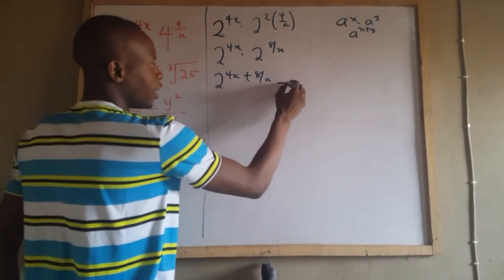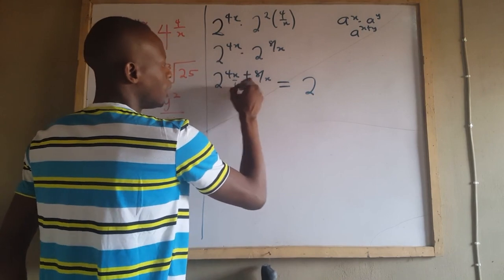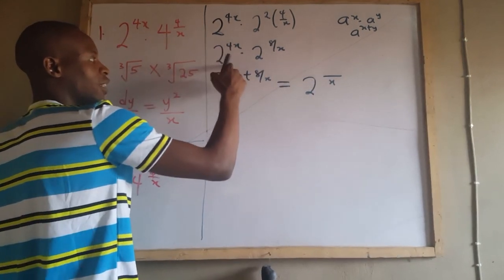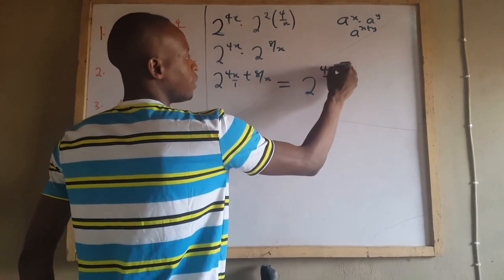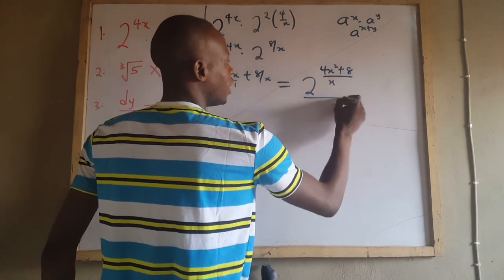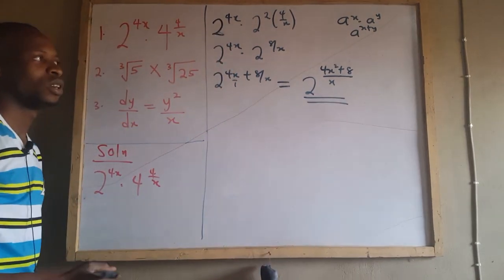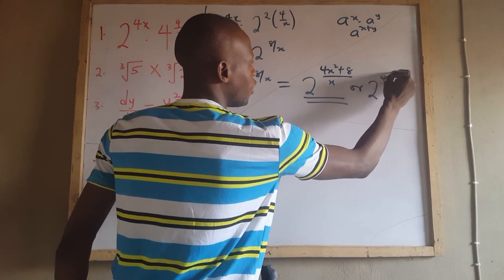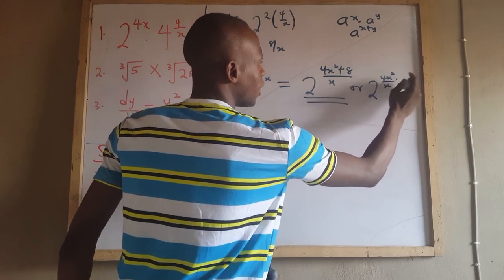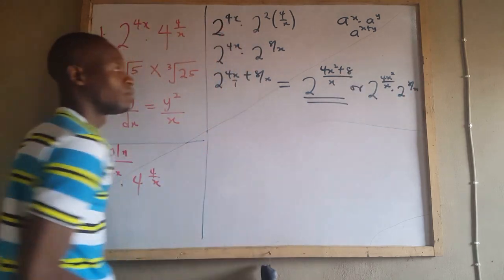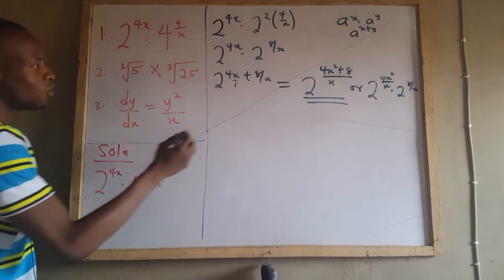So from here, we can now have 2 raised to power, the LCM here is simply x. x divided by x is 1 times 4x, that's 4x squared, plus x divided by x is 1 times 8. So this is our final answer to that question. Or we can still leave it in the form of indices as 2 raised to power 4x squared over x multiplied by 2 raised to power 8 over x, which is the same thing as this. Are we following?